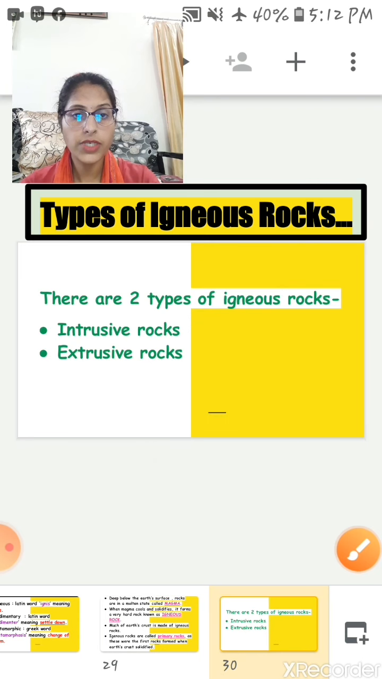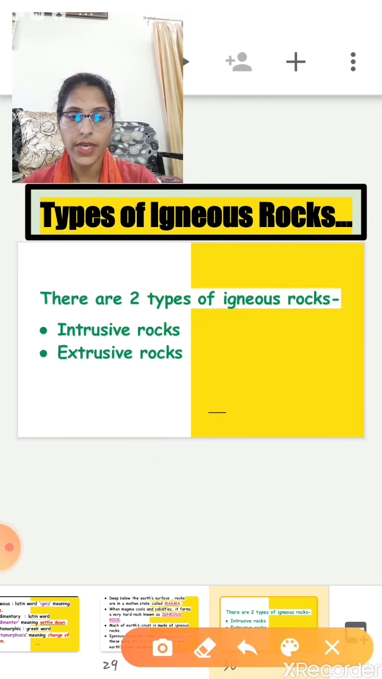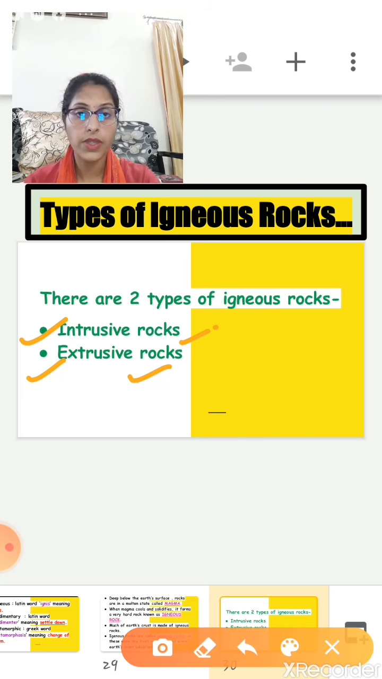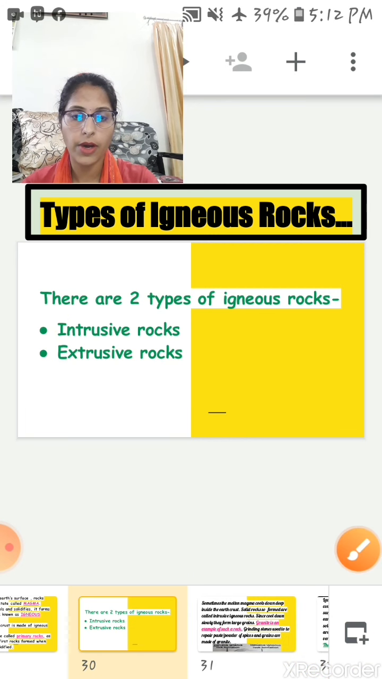Now, there are two types of igneous rock, right? First one is the intrusive and the second one is the extrusive. Intrusive rocks are basically rocks that formed inside the earth. Clear? Intrusive rocks, that means the rocks that formed inside the earth, are called the intrusive rocks, and extrusive rocks means the rocks that formed on the earth's surface. Okay, let's understand one by one.